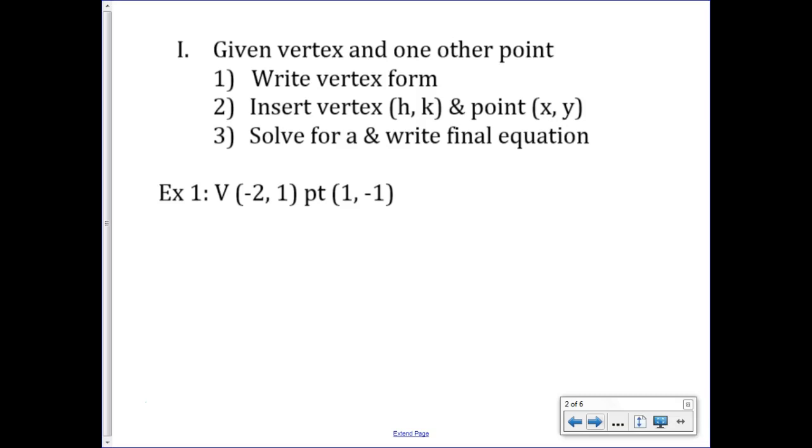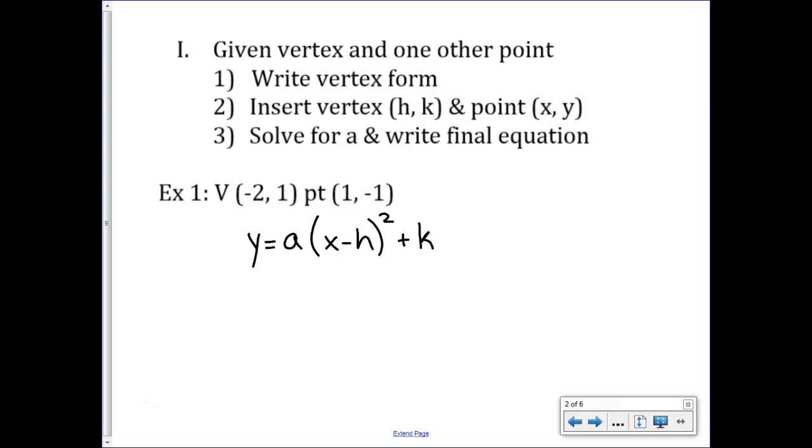So given that we have the vertex and one other point, first off we want to write vertex form. We want to insert the vertex into our h and k, and then insert the other point into x, y. We need to solve for a and write the final equation. So first step, write in vertex form: y equals a(x minus h) quantity squared, plus k.